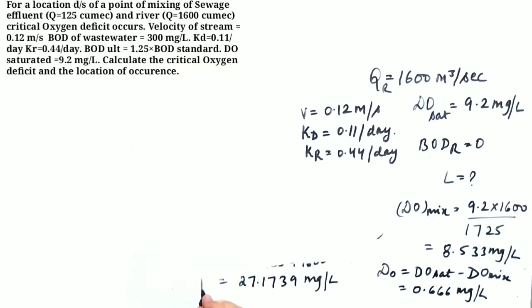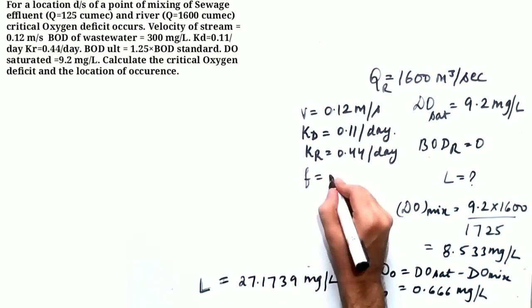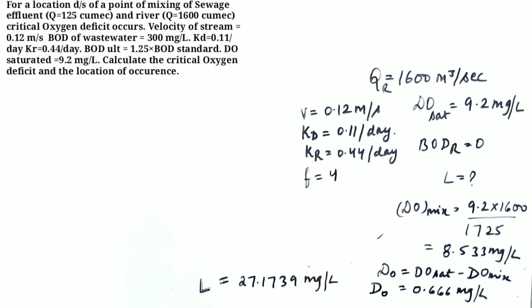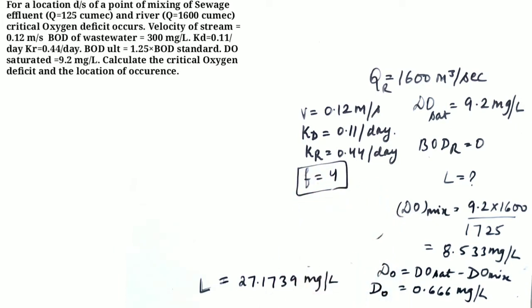And this is the value of L which will be required in the question. This is L and this is D naught, the initial dip. Okay, we can also calculate F by KR divided by KD, so it will come out to be 0.44 divided by 0.11. So this is the value of the self purification constant. So let us first calculate TC.